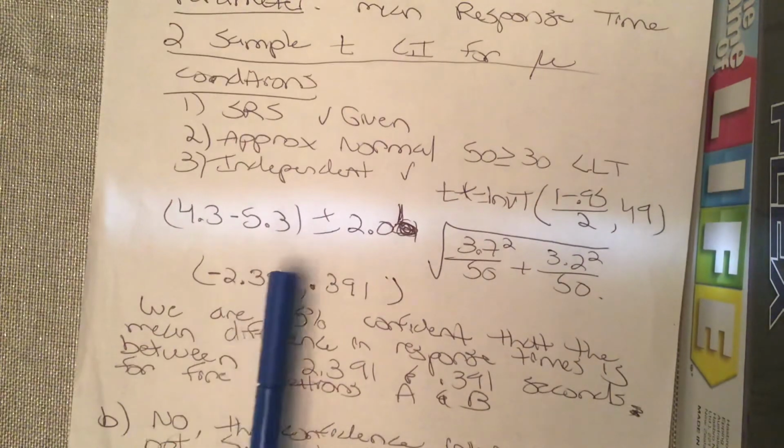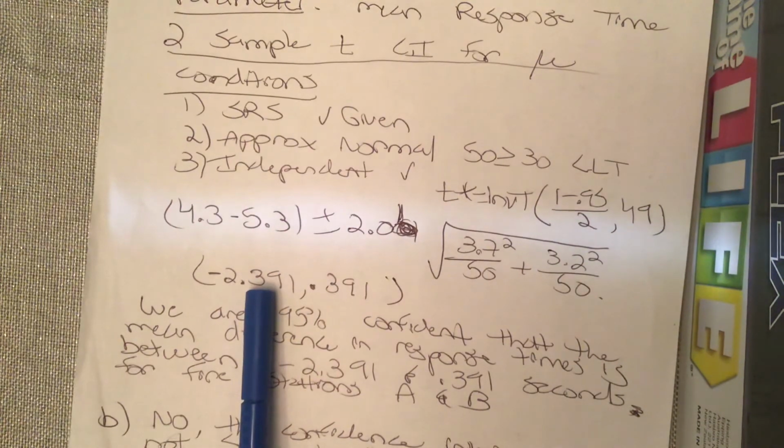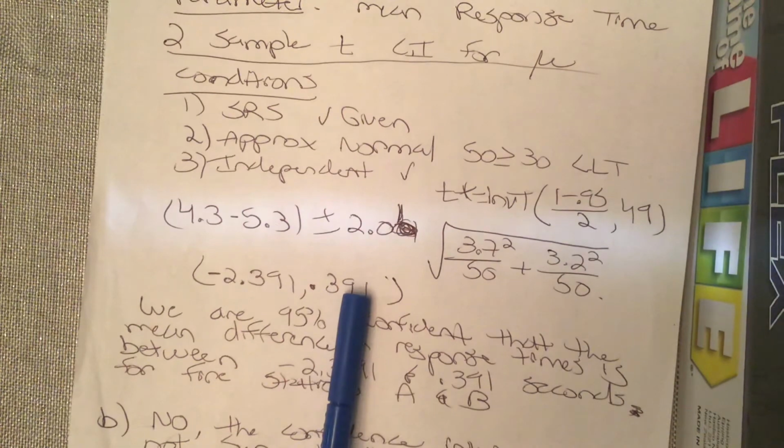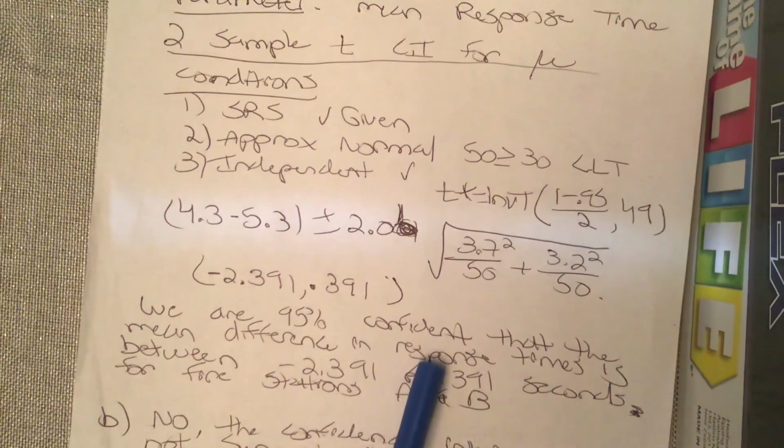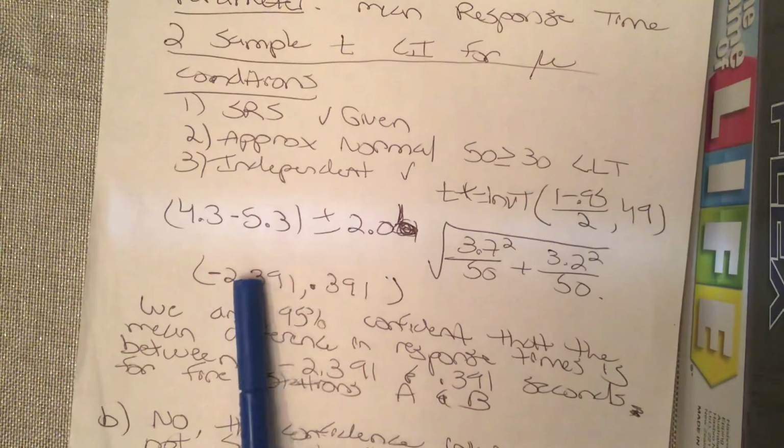Then part B asks me, does the confidence interval in part A support the council members' belief that the two fire stations have different mean response times, and explain? Okay, so if we look at our confidence interval, it goes from negative 2.391 to 0.391. And in here we're estimating the mean difference in response times. And they're asking us, does it support the belief they have different response times? So the answer to this question is no.